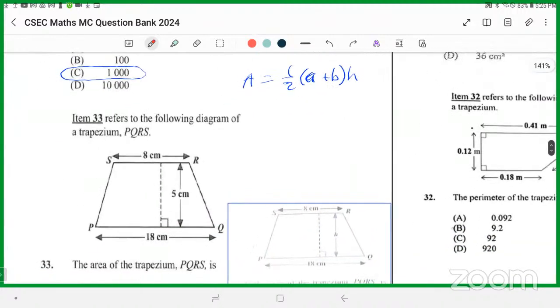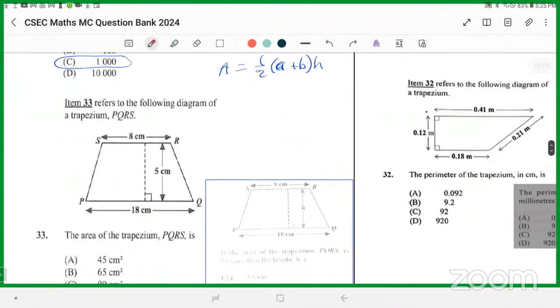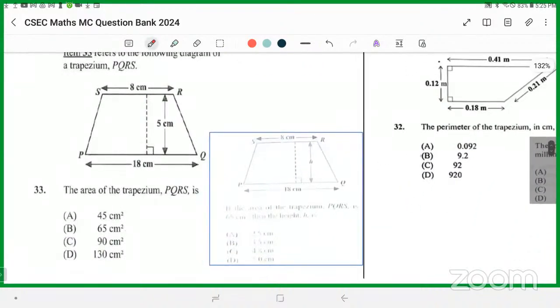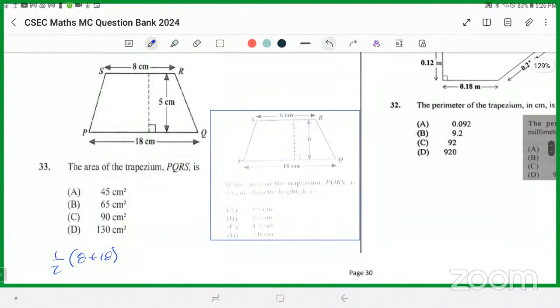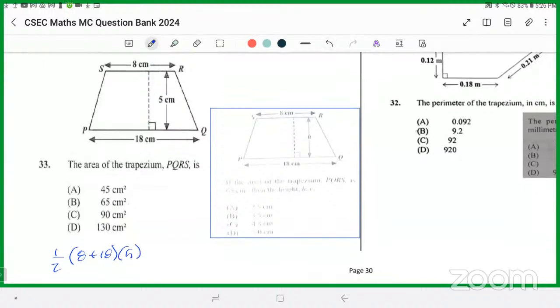All right, so look at this first one now. These two are basically similar. It's the same trapezium, 8, 18, 8, 18. This one, they give the height of 5. This one, they put the height as H. So it's basically the same question, but they interchange the information. This one is asking us for the area. So it's half the sum of the parallel sides times the distance between them: half the 8 plus the 18, times 5. That's what you're working out.